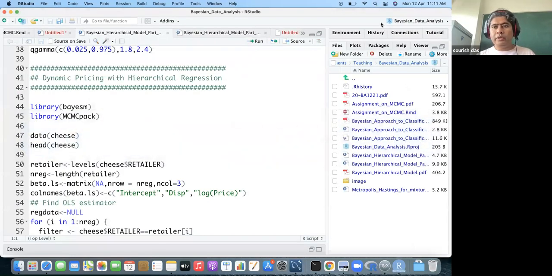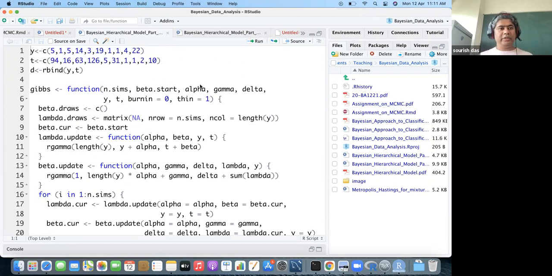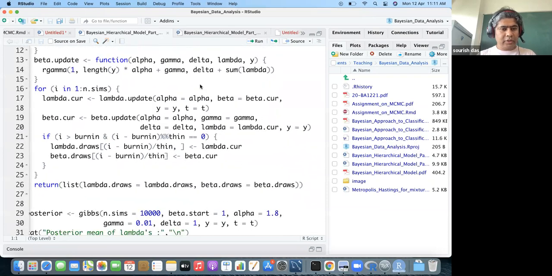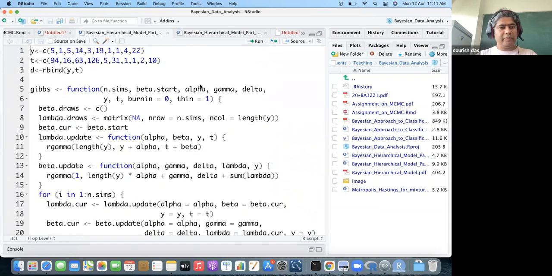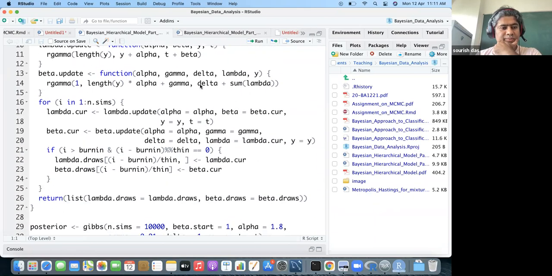So today I'm going to discuss some R implementation of hierarchical regression model. So first is the implementation of that Poisson-Gamma model that we have discussed. That was a simple Gibbs sampler implementation.